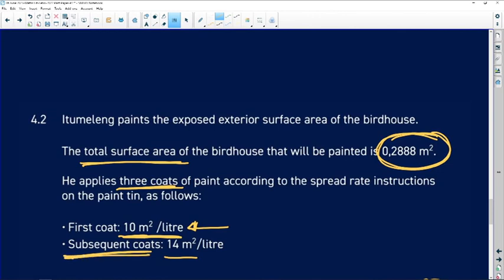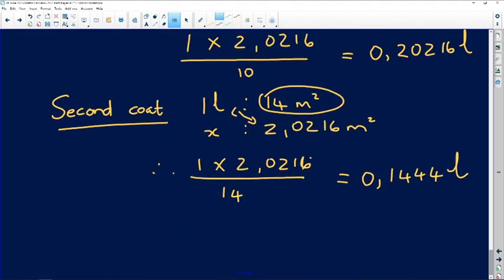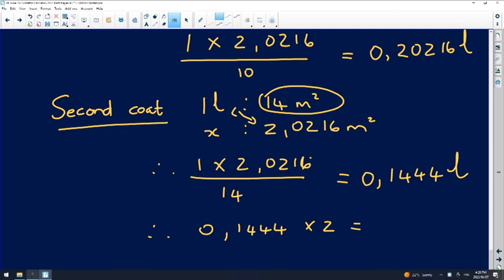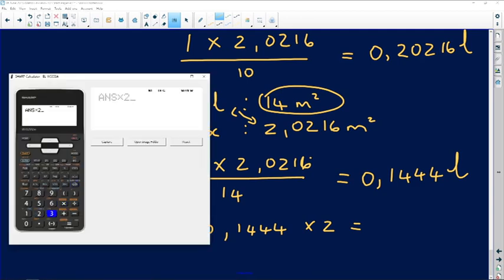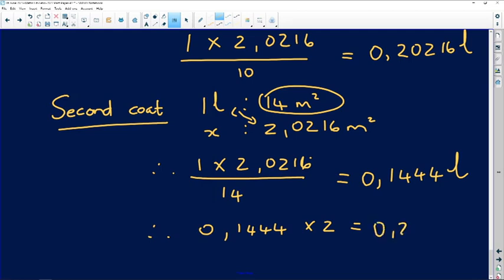Because this is the second coat, and the instruction that I was given up here is that subsequent coats means all the coats that follow. And I've got 3 coats. So it means that I need to multiply this number by 2. So 0,1444 multiplied by 2 gives me 0,2888 liters. So now I've got the liters for my first coat, second coat, and third coat.